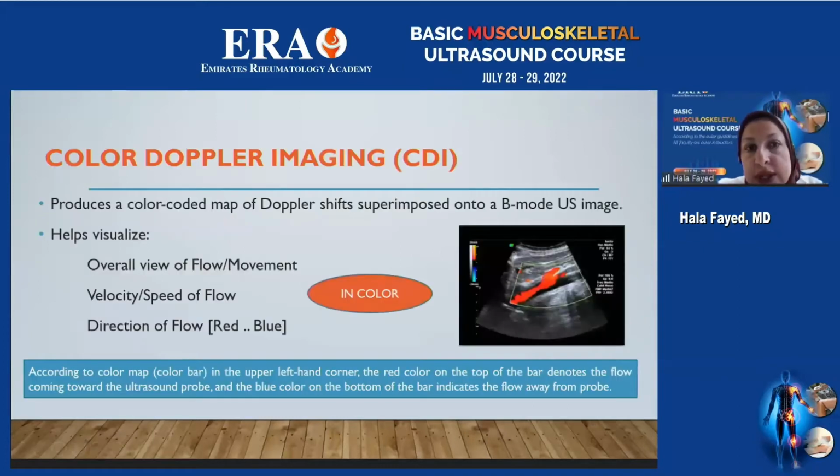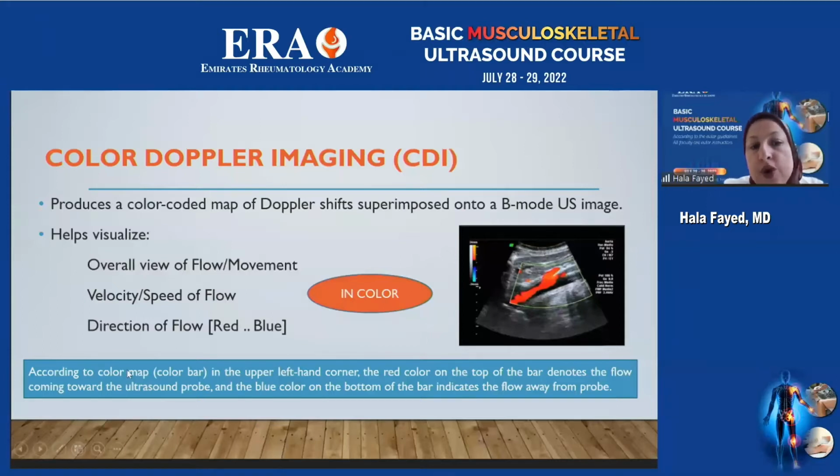And what is color Doppler imaging? The Doppler shift calculated is imposed as color in this type of Doppler ultrasound. It produces a color-coded map of Doppler shift superimposed on a B-mode ultrasound image. It is very useful in identifying the overall view of the flow, the velocity of the flow and direction of the flow. As we mentioned, it is red if it is towards the transducer, or blue if it is away from the transducer, and it displays it in color.